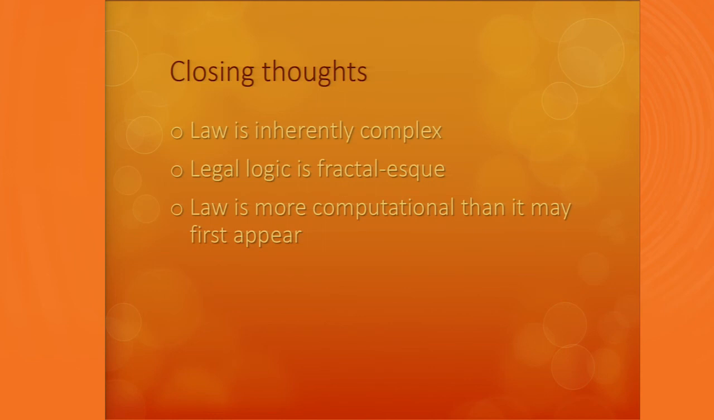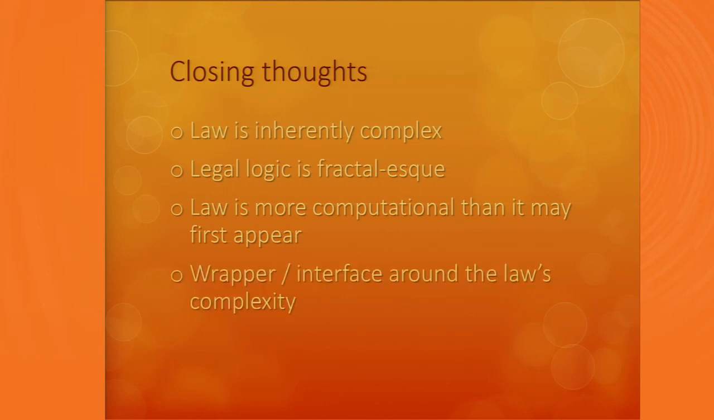And to the degree that you can capture that logic in some sort of computational environment, the computers can do the work of figuring things out rather than people. So it's kind of like these systems, they build a wrapper or an interface around the complexity of the law, and they hide all that complexity from the public or from the user. Healthcare.gov, I mean, one way to look at it is like a wrapper around the complexity of the Affordable Care Act, which is about 1,000 pages long.